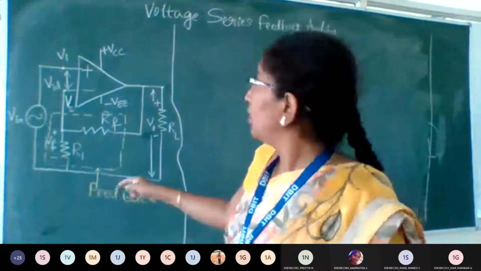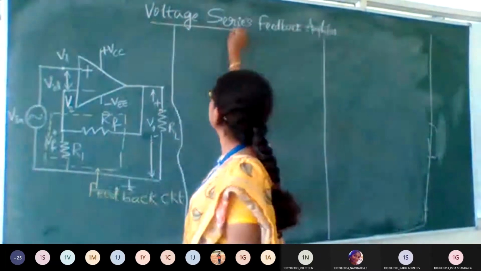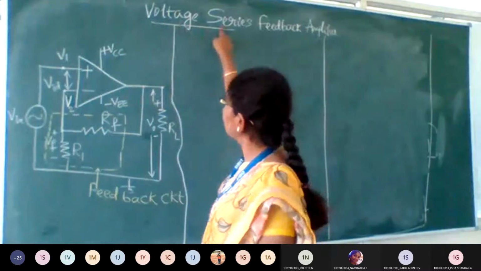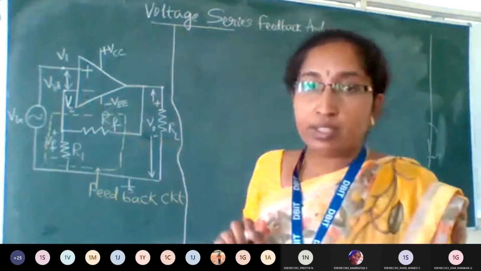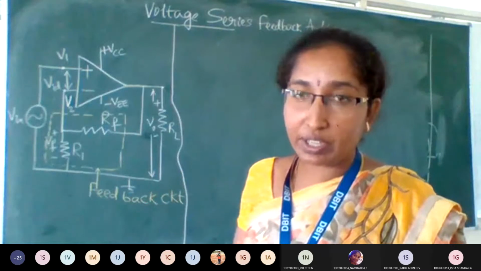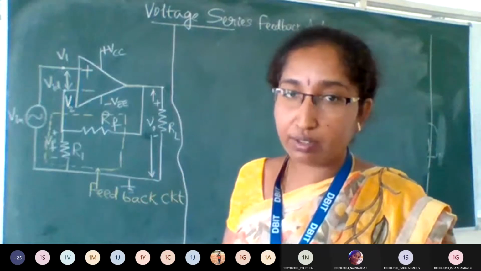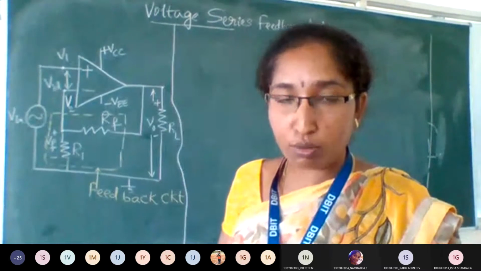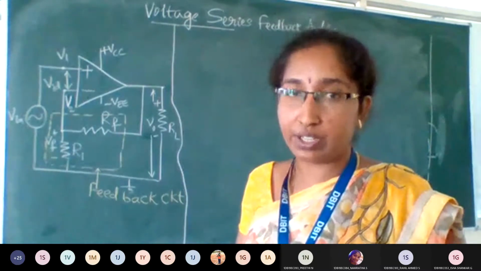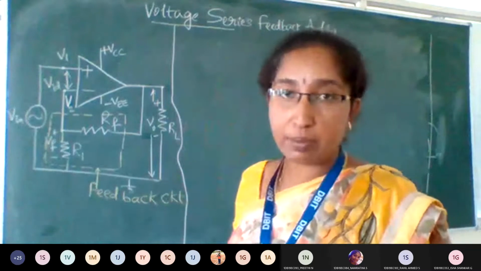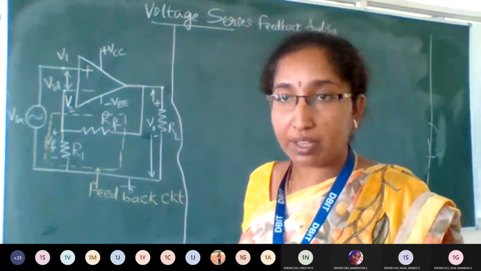So here, voltage series: we connected the output voltage in series with the input. Next, if it is a shunt connection, it is a voltage shunt feedback amplifier. There are four topologies as I told you: voltage series, voltage shunt, current series, current shunt. Among them, the one prescribed for your syllabus is the voltage series feedback amplifier.